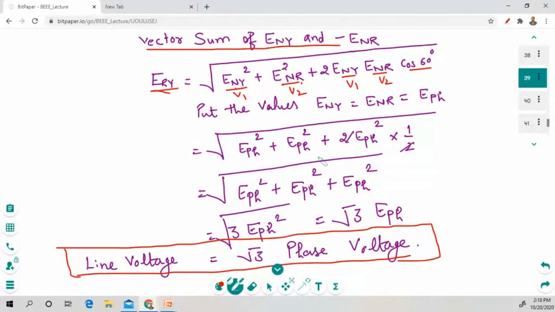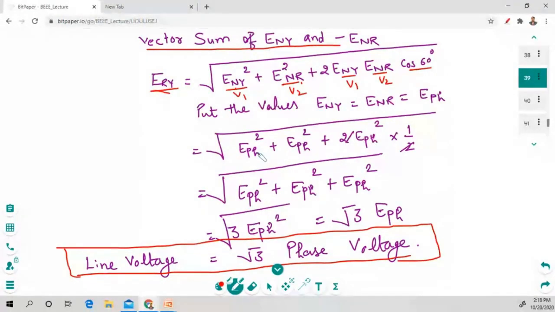It is EPH square plus 2 into EPH square, because these two are the same, EPH and EPH. So that's why it is EPH square. Multiply by cos of 60, which is 1 by 2. So this 2 is cancelled out.